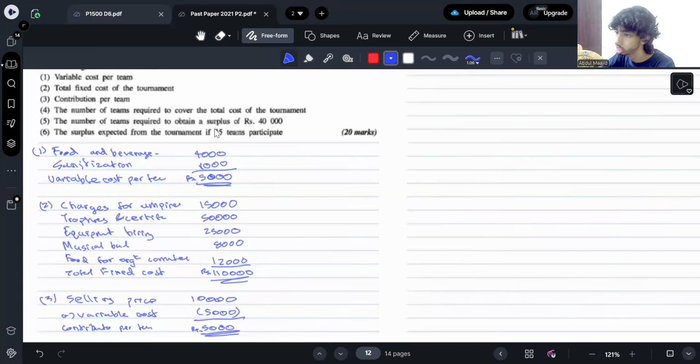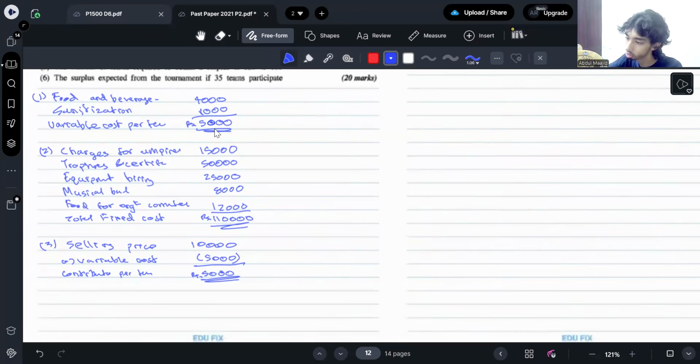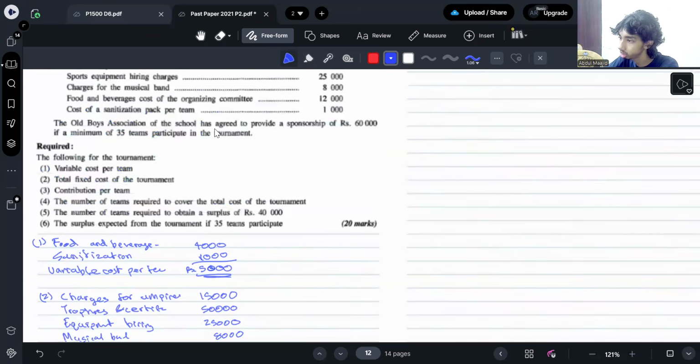Then next, the number of teams required to cover the total cost of the tournament. That means for you to come to a level where you're earning neither a loss nor a profit, a zero profit level. That's the break even. How many units you need to sell to earn a sufficient contribution to cover your total fixed cost and then earn a profit or loss of zero. There you have to find a break even point.